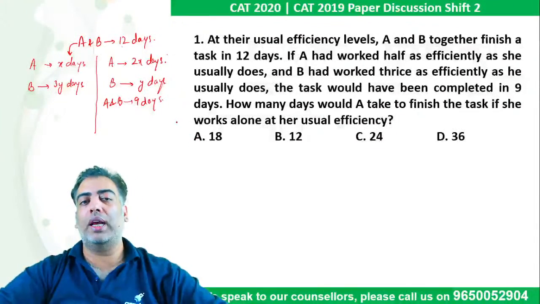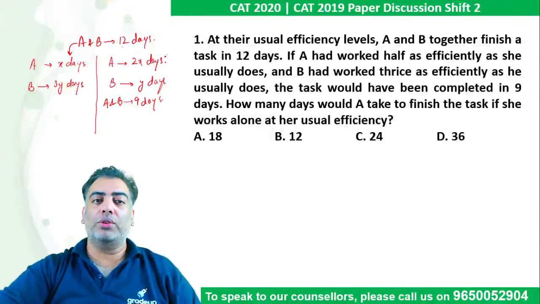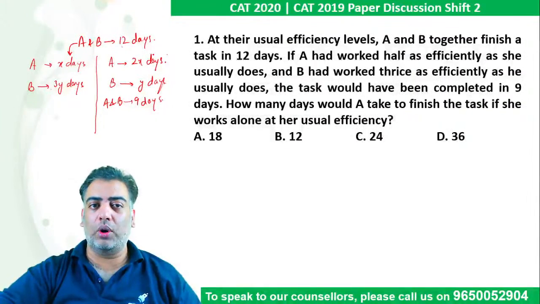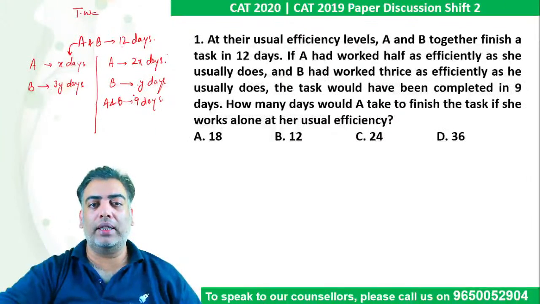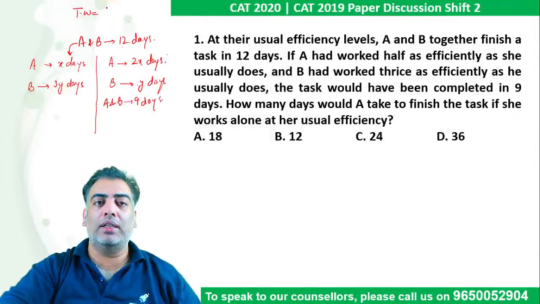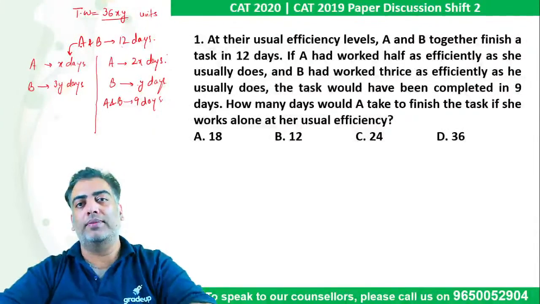So he says, how many days would A take to finish the task if she works alone at her usual efficiency? In order to solve these kinds of questions, as I always say, take the LCM of all the number of days given to you. So let's assume total work to be the LCM of 12, x, 3y, y, 9, 2x. The LCM of all these values comes out to be 36xy.